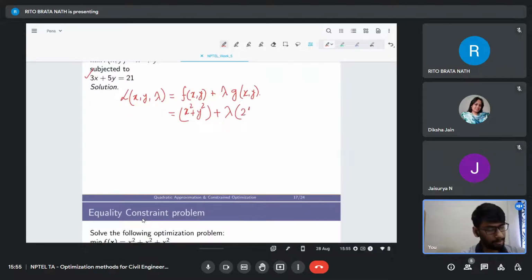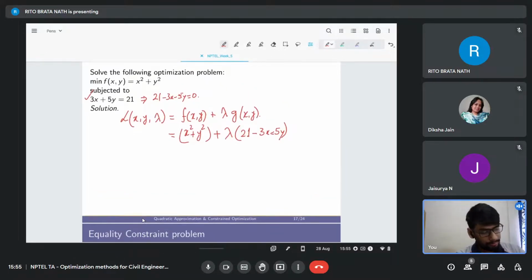So this is lambda 1 times (21 minus 3x minus 5y). This part I'm writing in terms of this, equals 0. Now I have to take the partial derivative with respect to x. So this will be 2x minus 3 lambda, which I set to 0. Then I'll have another equation with respect to y, that will be 2y minus 5 lambda, and this will be 0.